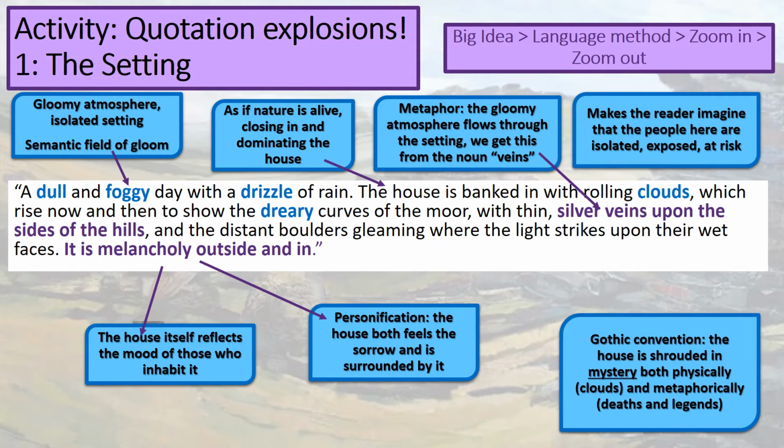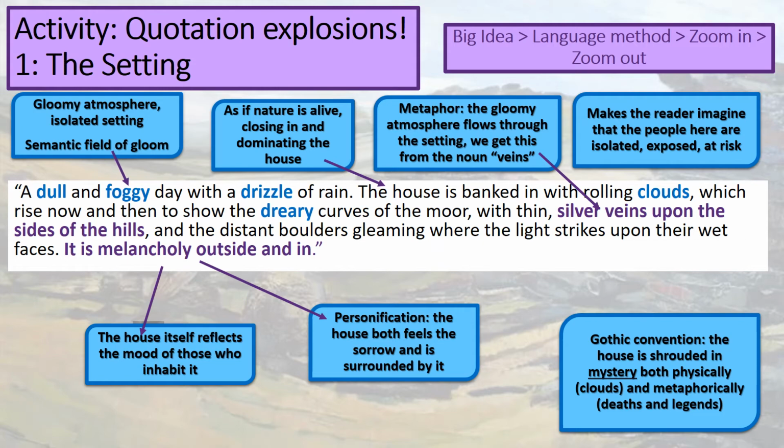And so zooming out to bring all that together, we go back to the Gothic genre and Gothic conventions within this setting. The house is shrouded in mystery. It's shrouded in mystery both physically by the clouds and the fog and the drizzle, but also metaphorically by that sense of death and the legends and the superstitions that are mentioned in the second half of the extract. This sense that this family is being preyed upon by the supernatural hound.